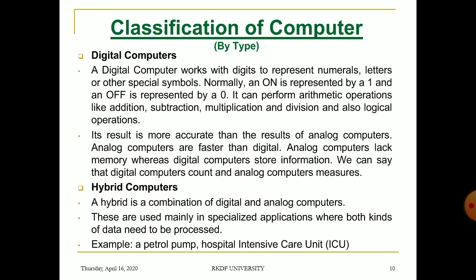For example, a petrol pump contains a processor that converts fuel flow measurements into quantity and price values. One more example is hospital ICUs, intensive care unit, where an analog device is used which measures patients' blood pressure and temperature, which are then converted and displayed in the form of digits. Hybrid computers are used for scientific calculations in defense and radar systems.